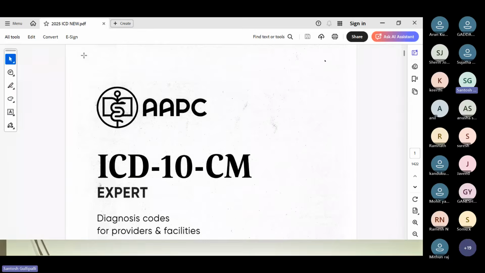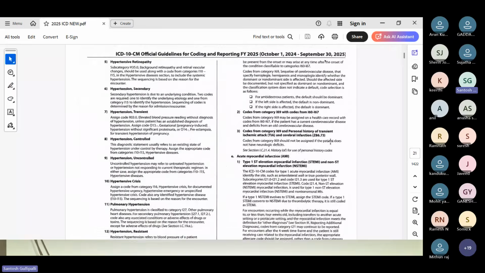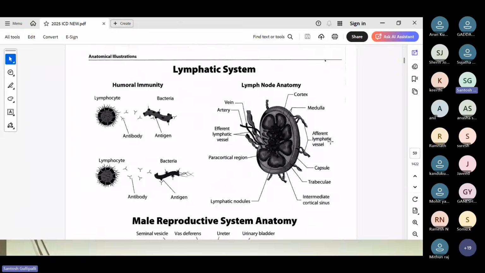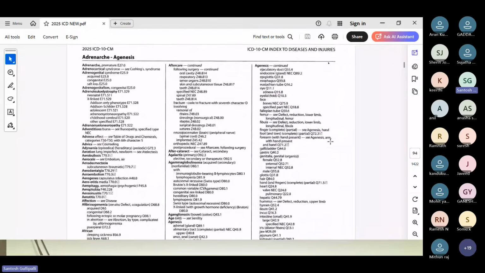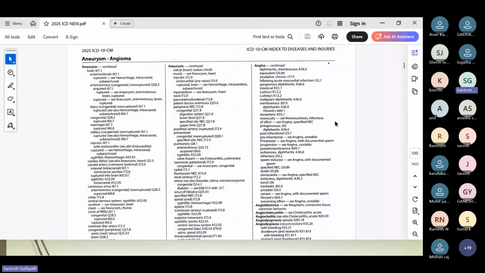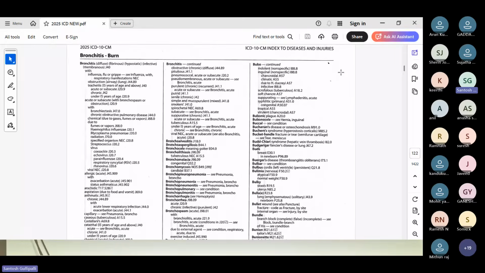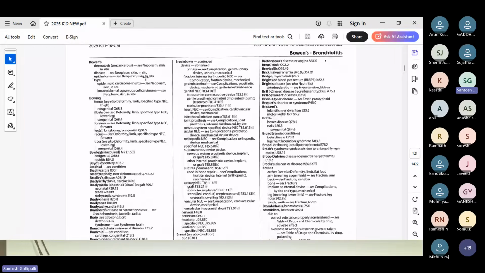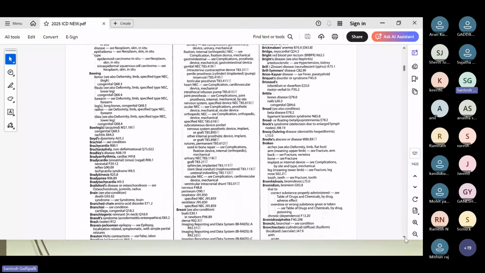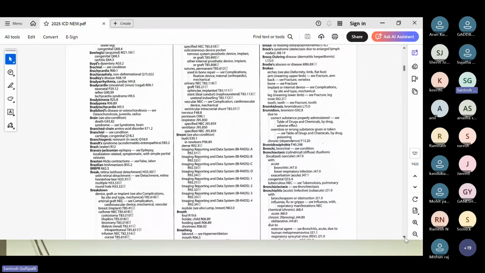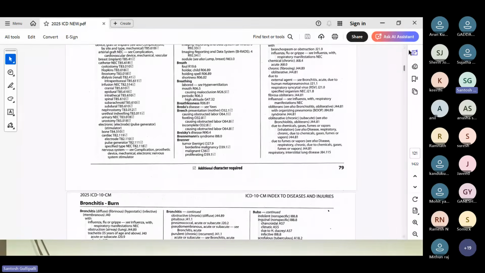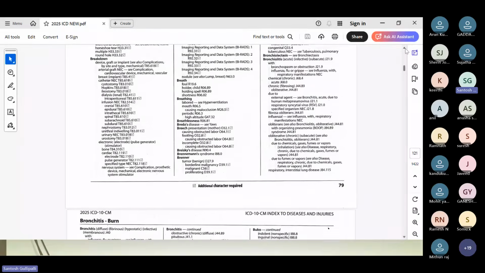So basically this is the ICD-10 CM book. See this book. See, some specific conditions or diseases have specific codes. For example, bronchitis. The patient comes to the hospital for bronchitis, the physician diagnoses this disease, and at that time you can assign one specific code.